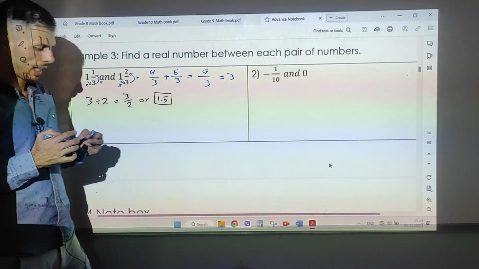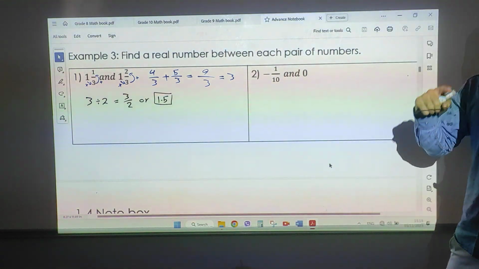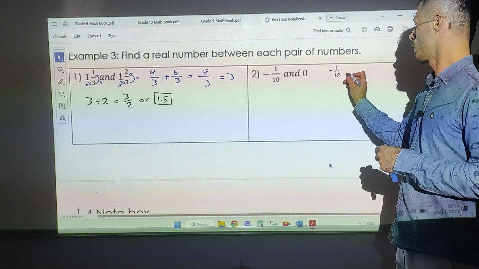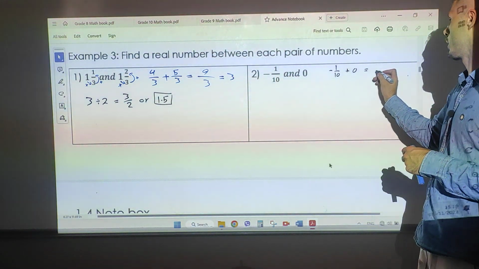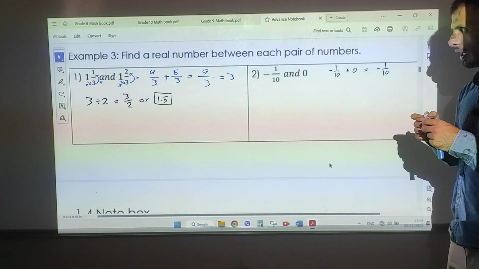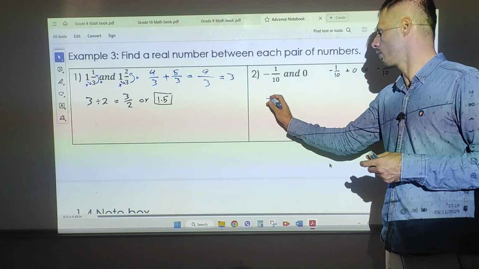The next one, again, we add them in the first step. We add these two numbers, then we divide them by 2. We say negative 1 over 10 plus 0 directly. We can say it is negative 1 over 10. Then we divide it by 2. Negative 1 over 10 divided by 2.